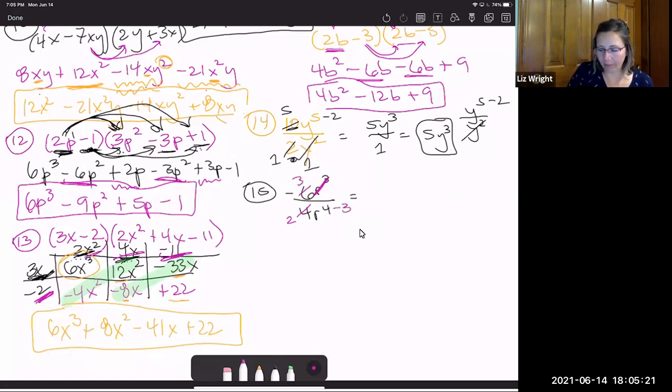So what do I have left in the numerator? I've got a -3. In the denominator, I've got a 2r to the 1st, and I don't need to write r to the 1st. I can just write 2r for that one. So my answer is -3 over 2r.